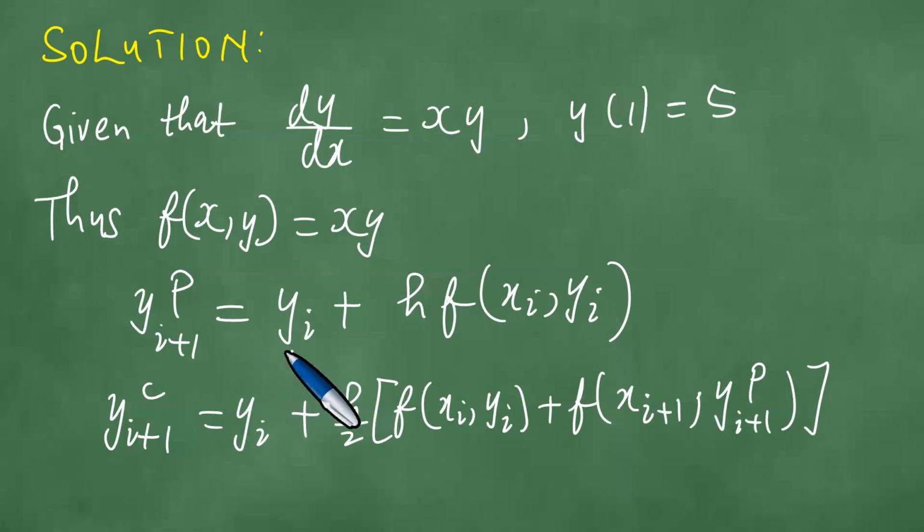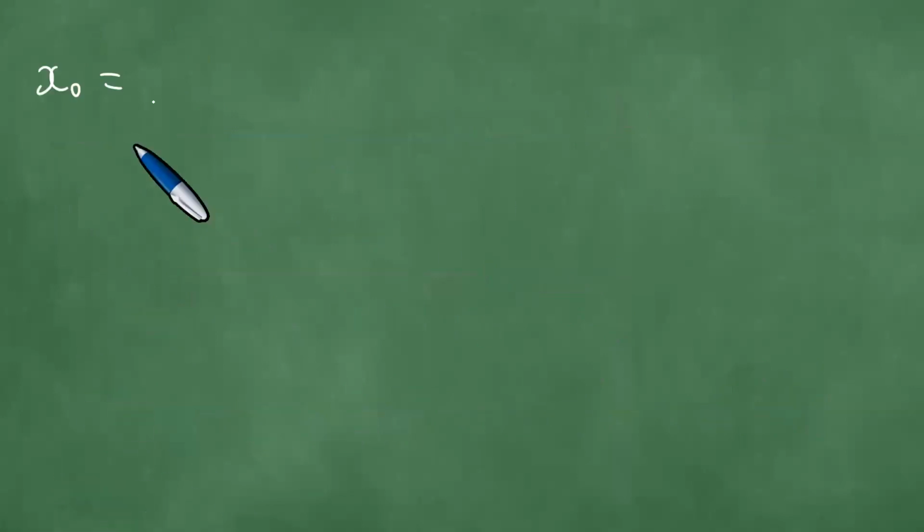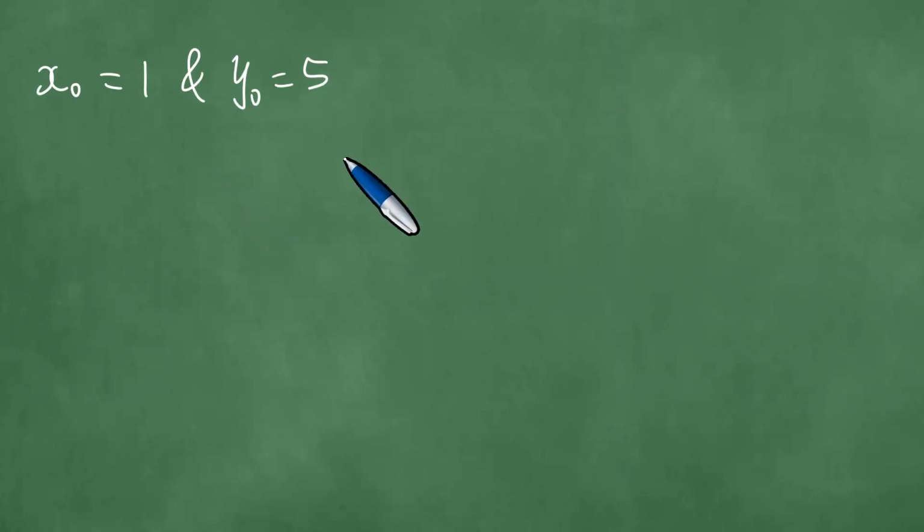So first things first, we shall say x0 is 1, and y0 is 5. And then we need to also do f(x0, y0).